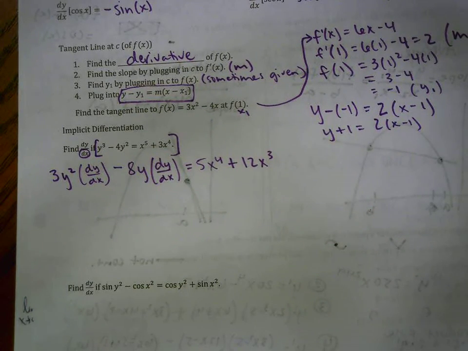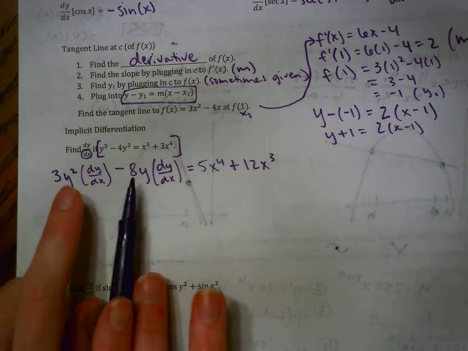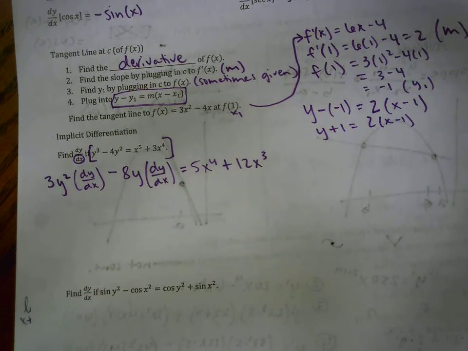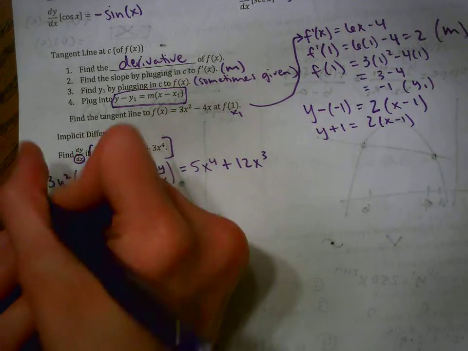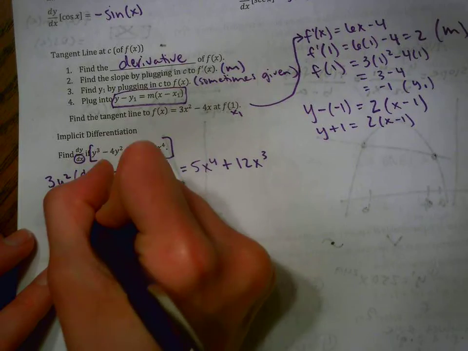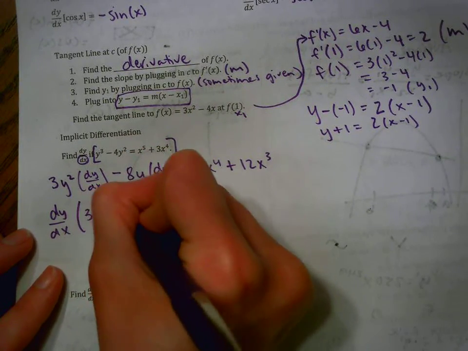So then our goal is to get dy dx alone so we know what our derivative equation is. So if you remember, we collect all our dy dx on the left side, all our non-dy dx terms on the right side, so then you can factor out a dy dx. So if you look, we already have it set up, right? All our dy dx terms are on the left, all our non-dy dx are on the right, so we can go ahead and factor it out. So when you factor that out, you're left with 3y squared minus 8y.